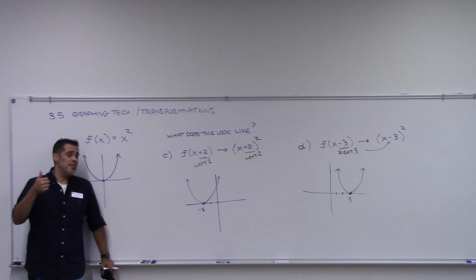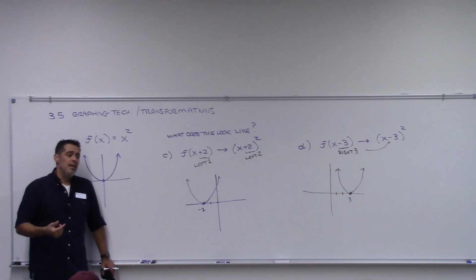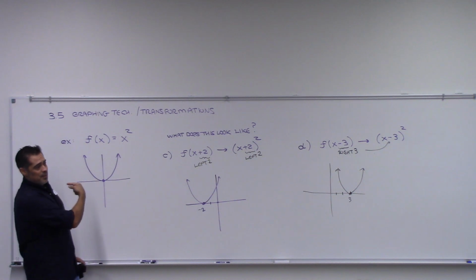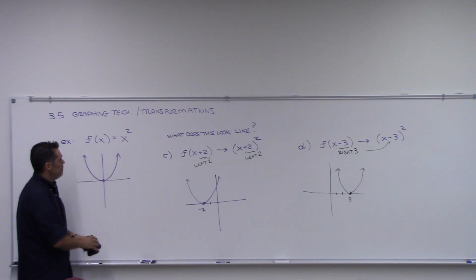If you add a number, it goes up. If you subtract a number, it goes down. Horizontal shifts are opposite of what you think. If you add a number inside, it goes to the left, right? And if you subtract a number inside, it goes to the right. All good?